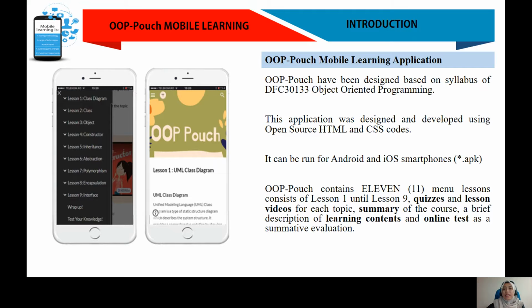So it has been designed based on the syllabus of FC 30133 Object-Oriented Programming. This application was designed and developed using open source HTML and CSS code. It can be run on Android and iOS smartphones using an .apk file that has been distributed to all the participants. OOP Poach contains 11 menu lessons, consisting of lesson 1 until lesson 9, quizzes and lesson videos for each topic, a summary of the course, a brief description of learning content and online tests as a summative evaluation.